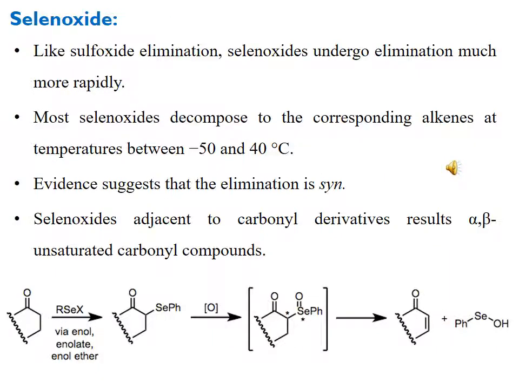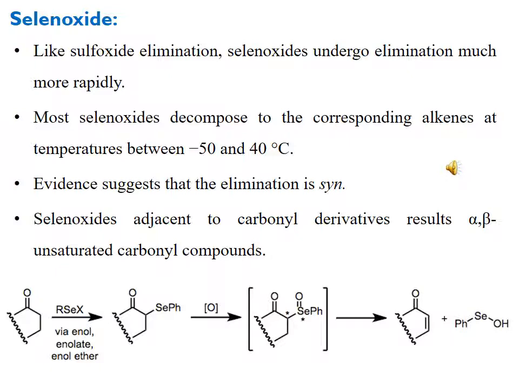The last terminology which is used in this reaction is selenoxide. The selenide produced from alkaloids is converted into selenoxide through oxidation. Now some features of selenoxide are discussed here, that like sulfoxide elimination, these selenoxides also undergo elimination, and the elimination through selenoxide is more rapid as compared to that of sulfoxide elimination.